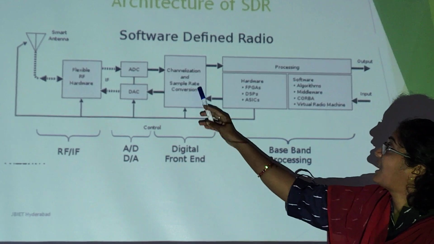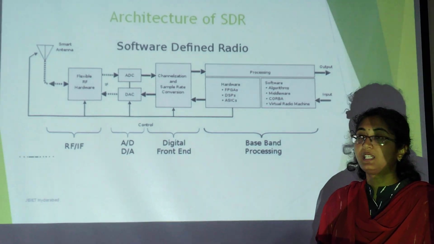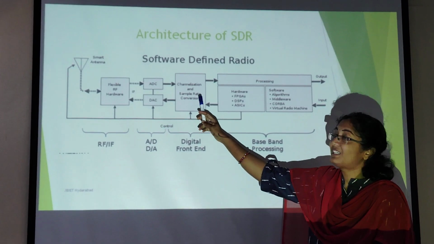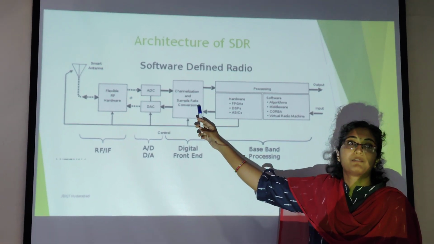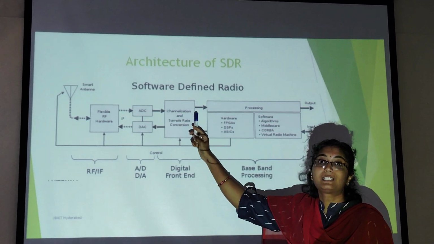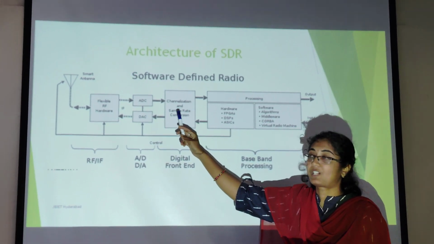And after that, we have channelization and sample rate conversion. This block helps in deciding the sampling rate for the signal to be converted into the digital one, and it also selects the signal bandwidth, through which channel the signal will be transmitted.